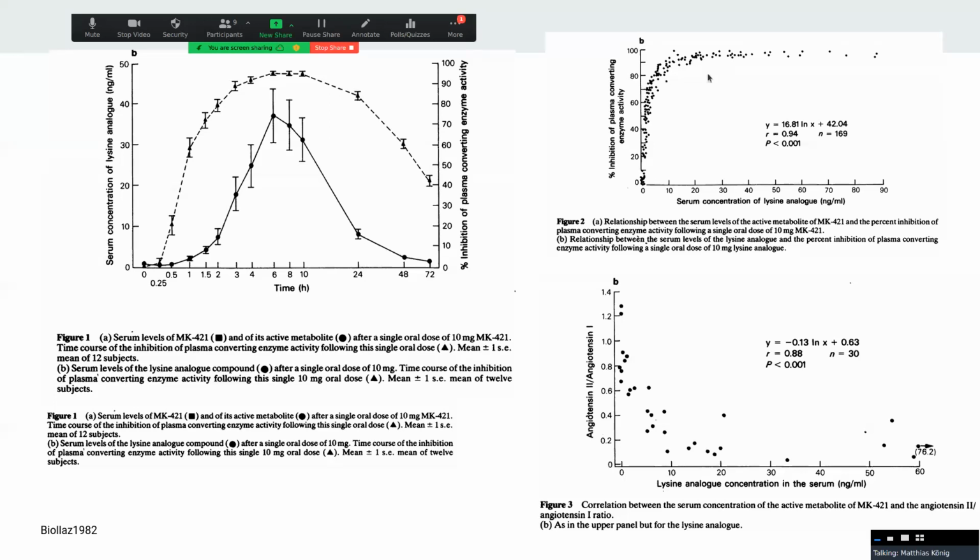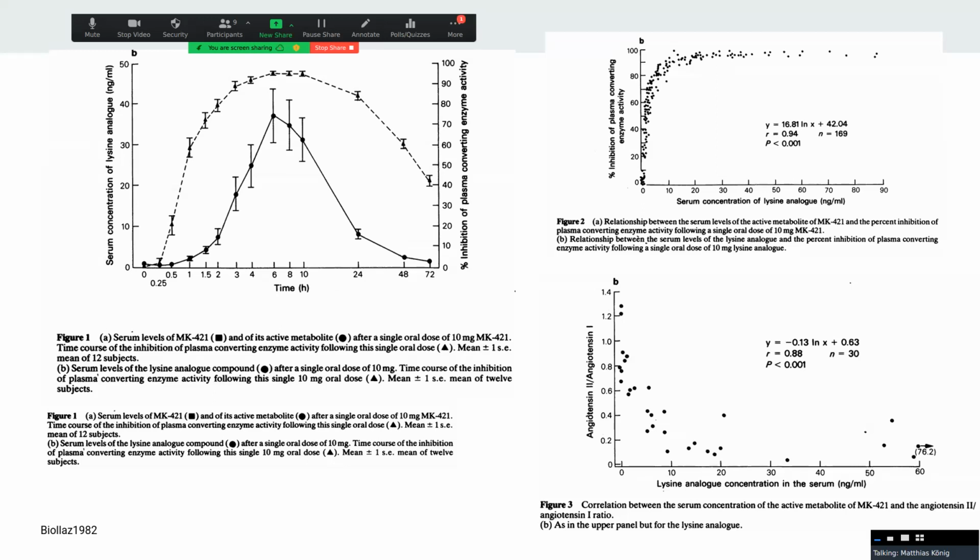But in the end, you are much more interested in biological responses which are further away from the initial inhibition of the enzyme. This inhibition results in changes of many other proteins, like angiotensin 1, angiotensin 2, and the ratio of the two. It changes the renin, it changes the aldosterone, and in the end, this all changes somehow the blood pressure.